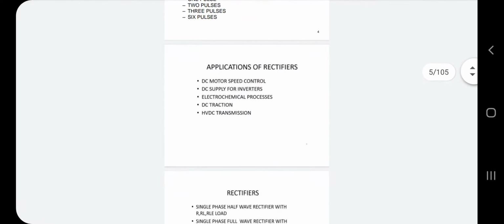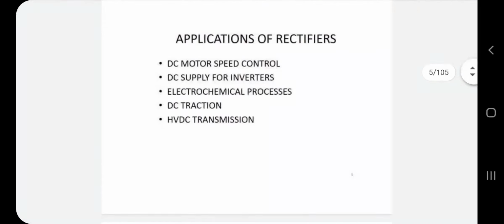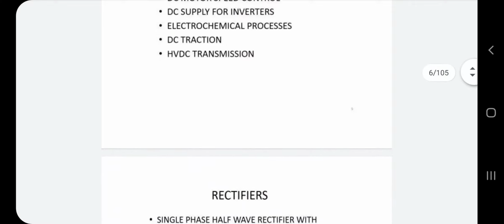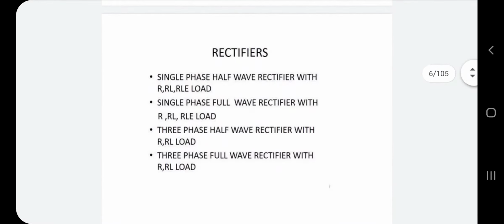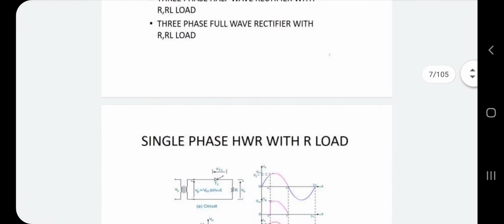Let us see the rectifier applications. Phase controlled converter applications: DC motor speed control, DC supply for inverters, electrochemical processes, DC traction, HVDC transmission. Now see the rectifiers: single phase half wave rectifier with R, RL, RLE load, three phase half wave rectifier, single phase full wave rectifier, three phase full wave rectifier. We can have the details about these.